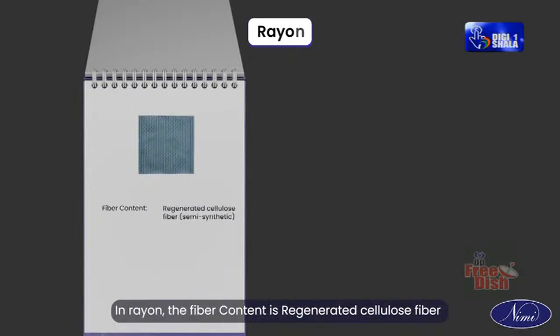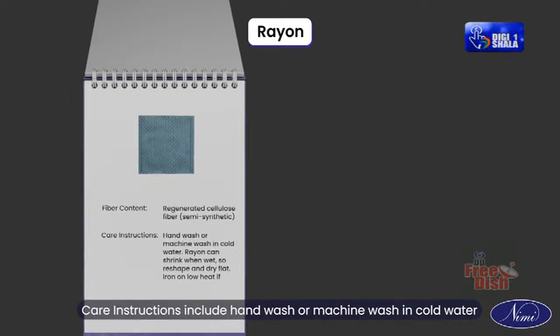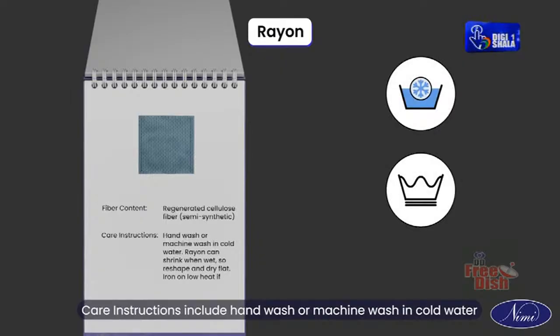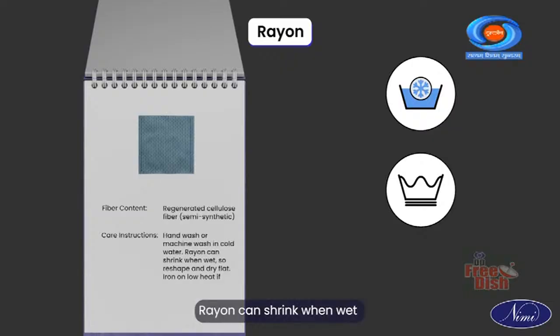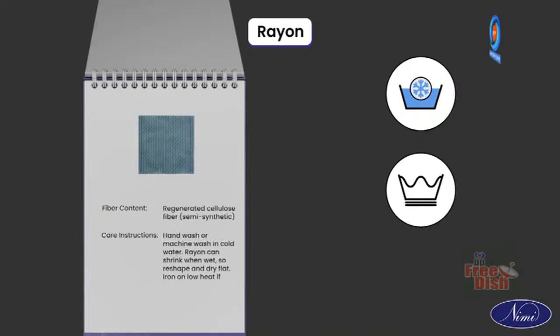In rayon, the fiber content is regenerated cellulose fiber, semi-synthetic. Care instructions include hand wash or machine wash in cold water. Rayon can shrink when wet, so reshape and dry flat. Iron on low heat if needed.